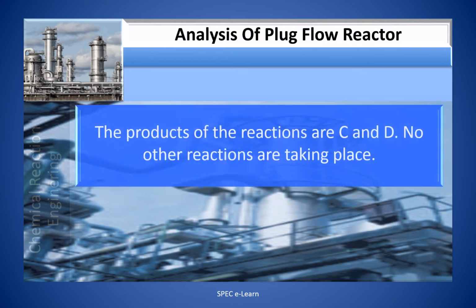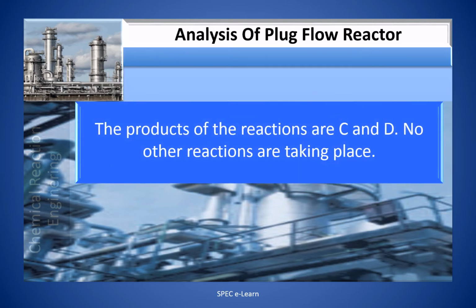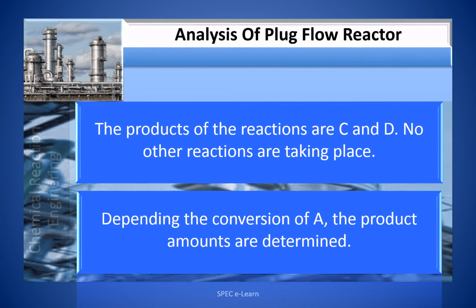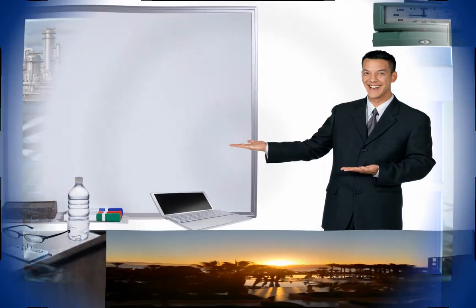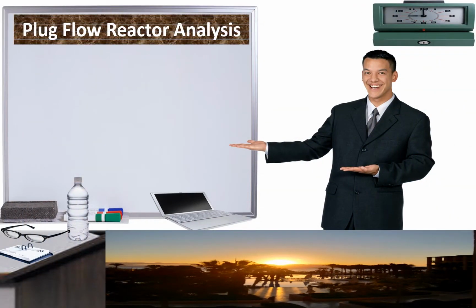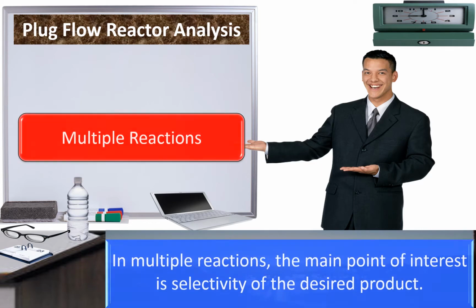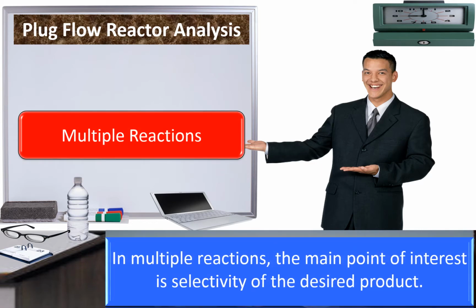The products of the reactions are C and D. No other reactions are taking place. So depending on the conversion of A, the product amounts are determined. Multiple reactions: in multiple reactions, the main product of interest is selectivity of the desired product.